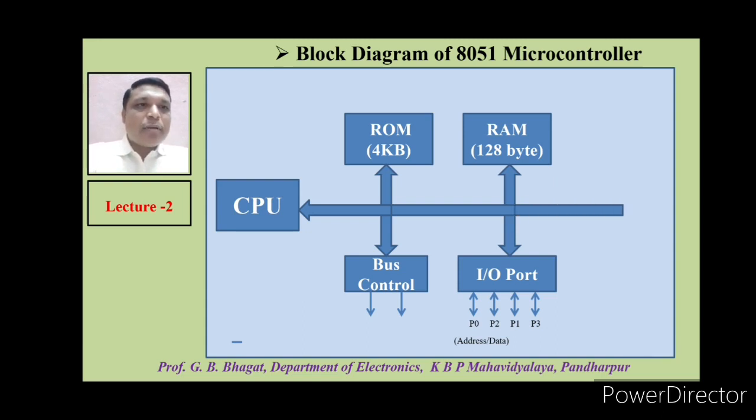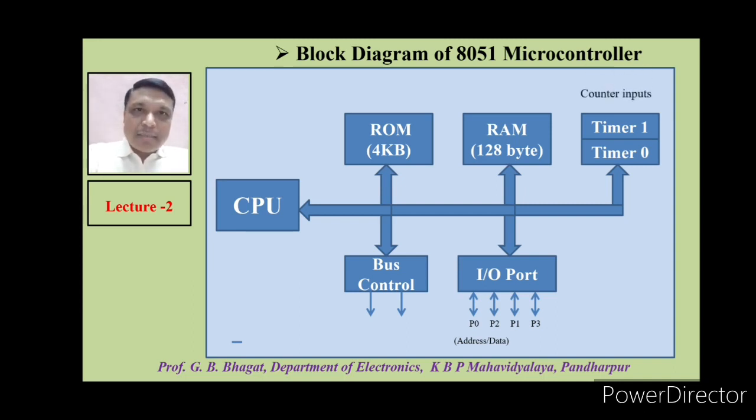The next block is the timer block. It has 2 timers, that is timer 0 and timer 1, which are used to perform various functions related to time or to generate some time delays. These timers can also be used as counters. Therefore, external inputs can be applied to these blocks as counter inputs.